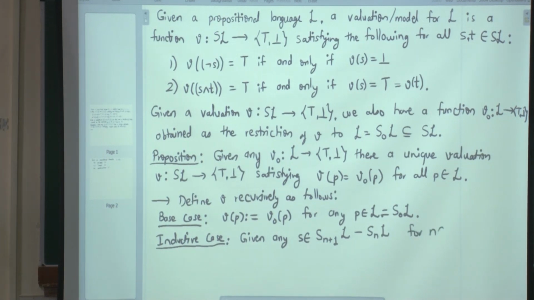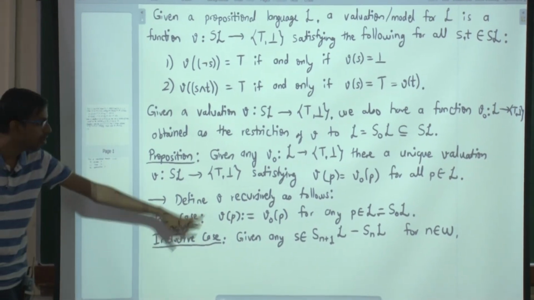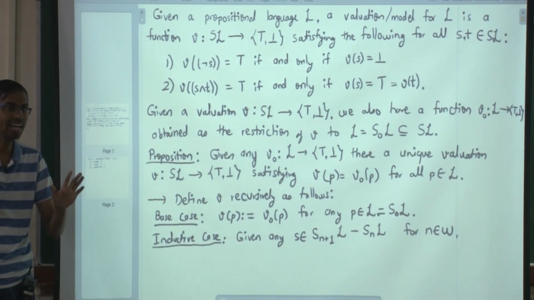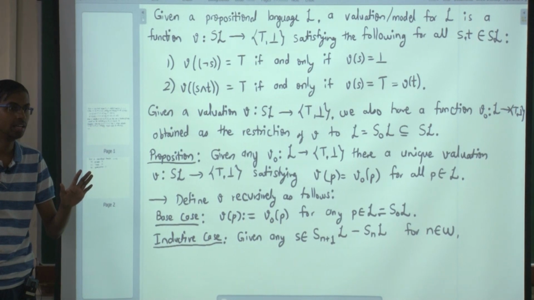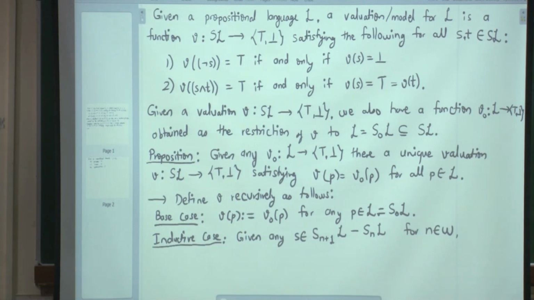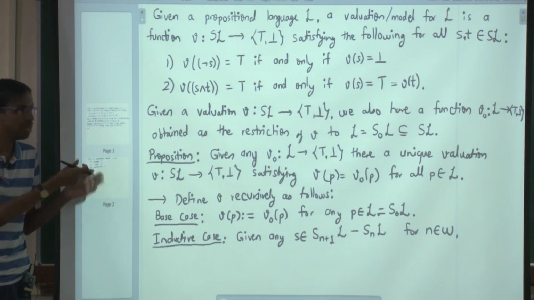For n belongs to omega. Now here there is a formula in S_{n+1}L, so it has n plus 1 parentheses, but it doesn't have just n parentheses. However, by unique readability, we know that it is exactly one of the two forms. And those two formulas, if it is a negation, then what is it a negation of? That is uniquely determined. If it is a conjunction, then what is it a conjunction of? That is uniquely determined. That is the purpose of unique readability.